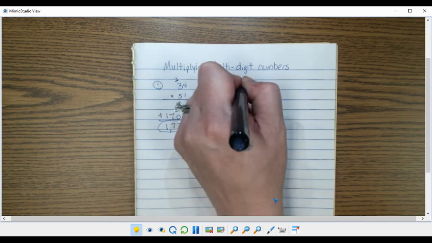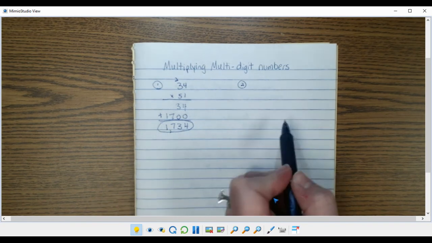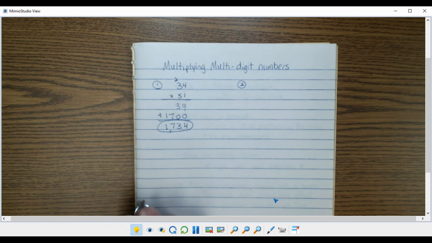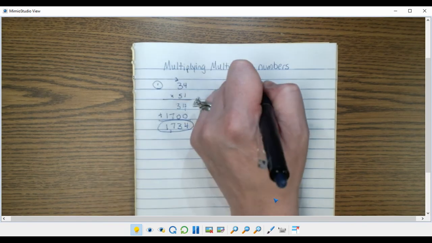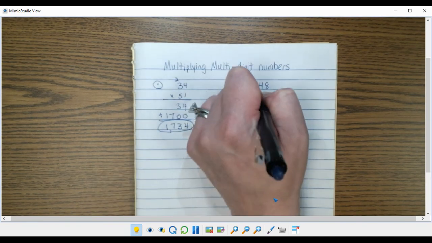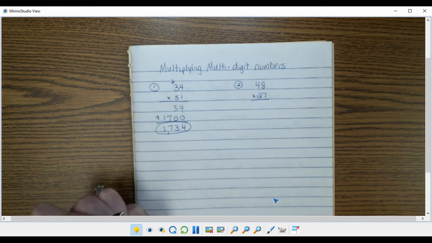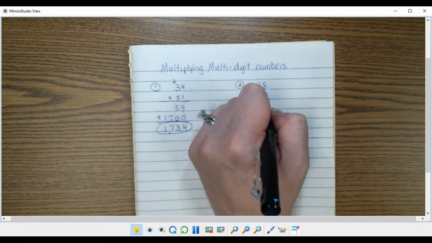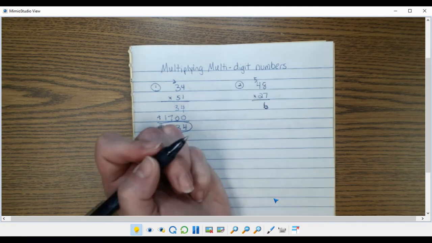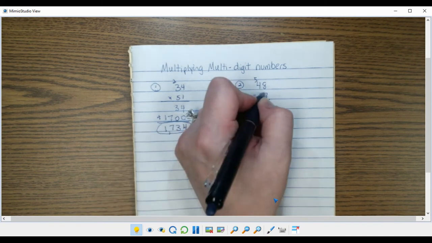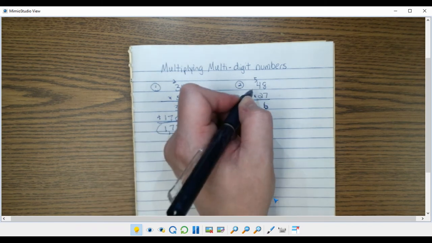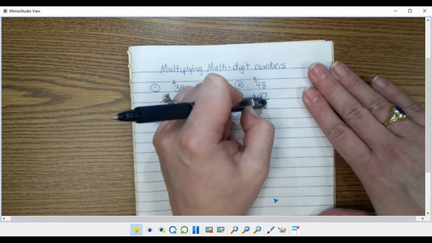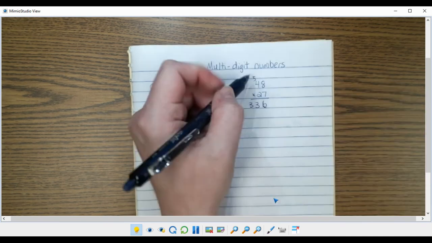Let's try another one. Notice I'm keeping my problems very separate. Everything is organized. They're not kind of running together in a big mess. This problem will be 48 times 27. 7 times 8 is 56. Put the 6 down and the 5 in the tens place. 7 times 4 is 28, plus 5 more is 33. I can put the whole thing down because I don't have any numbers in the hundreds place.